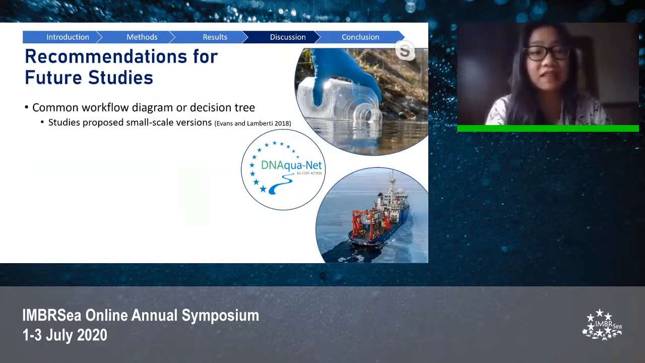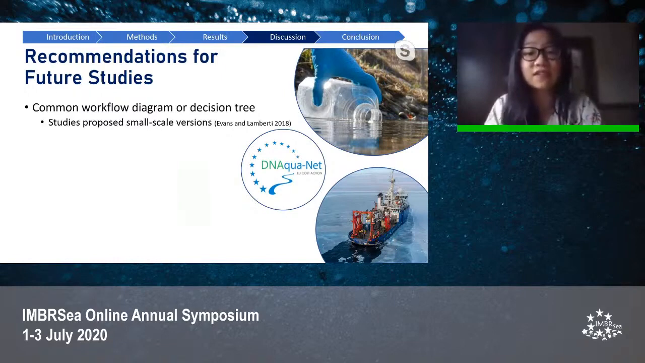So we recommend that there should be a common workflow diagram or decision tree for each stage in the experimental design, and previous studies have proposed small-scale versions of this, such as Evans and Lamberti 2018. However, having a highly respected and international network, such as DNAquanet, providing a basic foundational common diagram that researchers can then tailor to meet their research objectives will be beneficial for future eDNA studies.